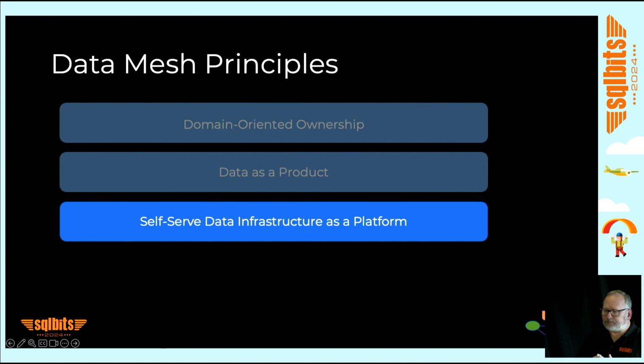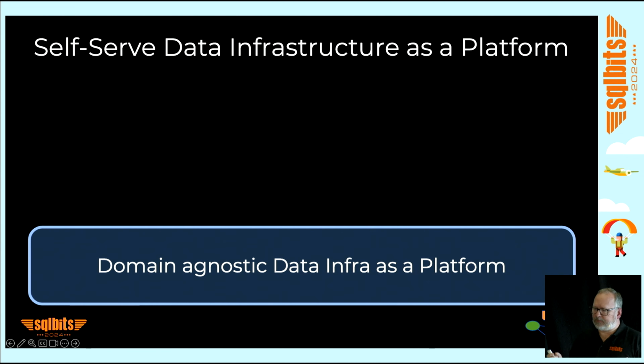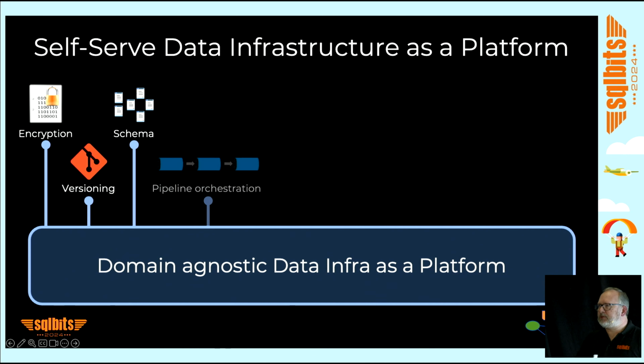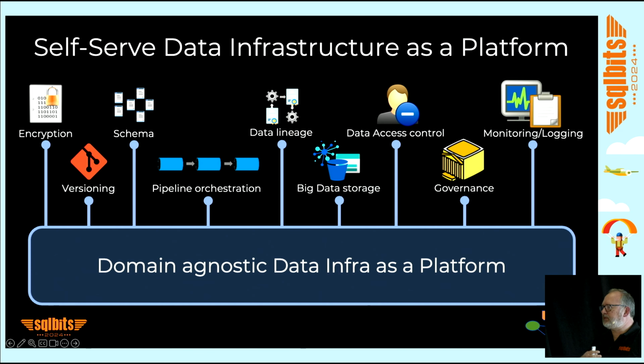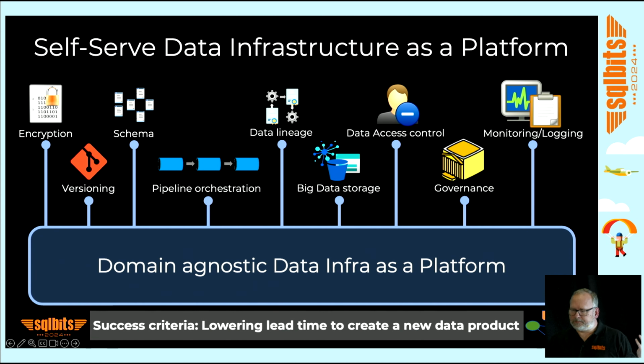So the third principle, self-serve data infrastructure as a platform. This is a domain-agnostic platform shared across the domains in the organization. And it has all the functionality that you need in order to handle and manage data products. It needs to have encryption, it needs to handle schemas, pipeline orchestration, big data storage, governance, and monitoring and logging. The platform needs to have all these characteristics. And the success criterion for this platform is that it lowers the lead time to create new data products.